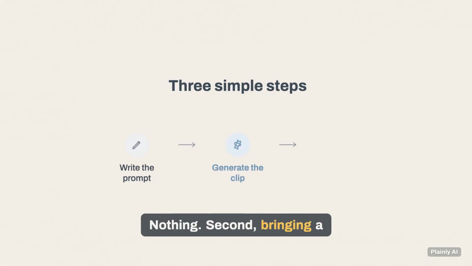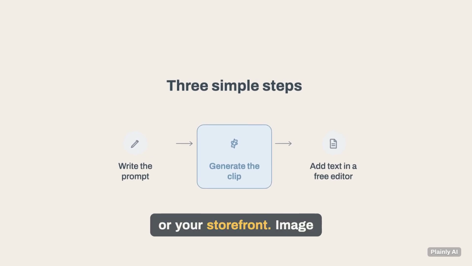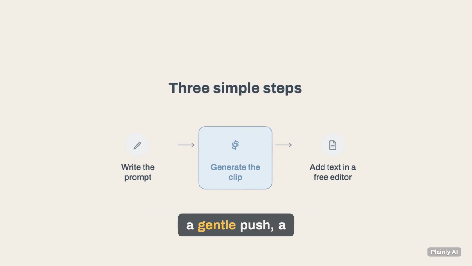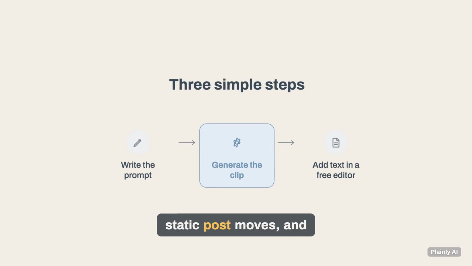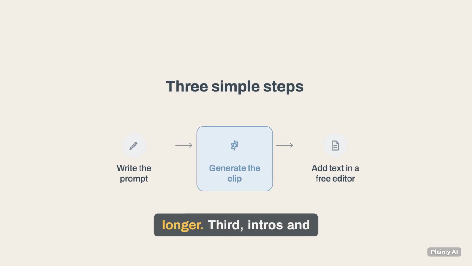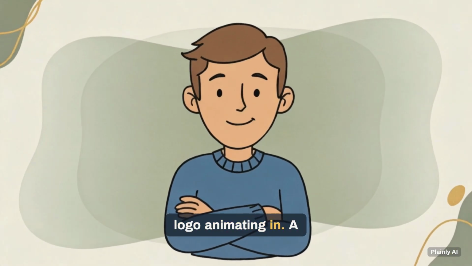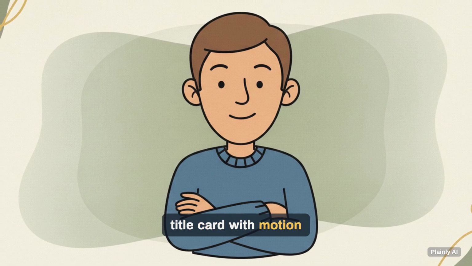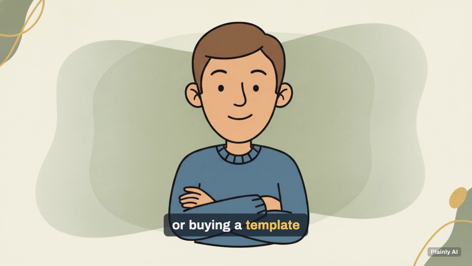Second, bringing a single image to life. You've got one good photo of your product or your storefront. Image to video gives it a gentle push, a little parallax, a breath of motion. Suddenly, your static post moves, and moving posts get watched longer. Third, intros and little brand moments. Your logo animating in, a title card with motion behind it. The kind of polish that used to mean hiring someone or buying a template pack.